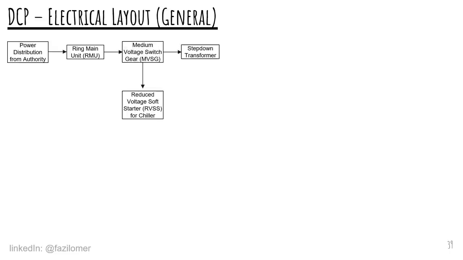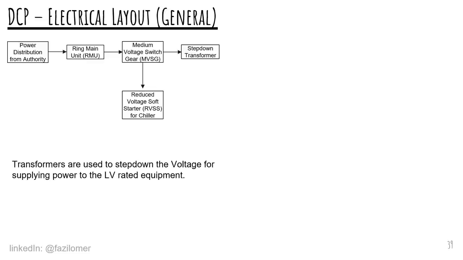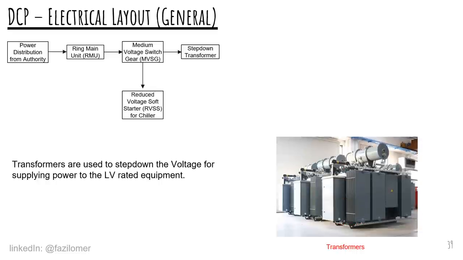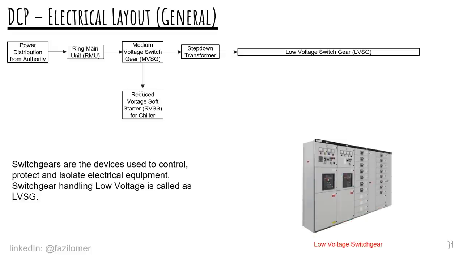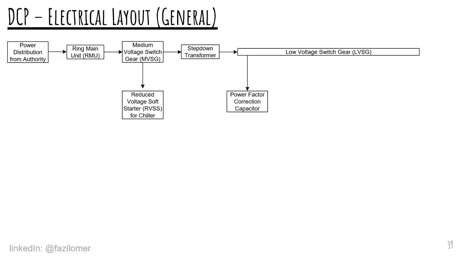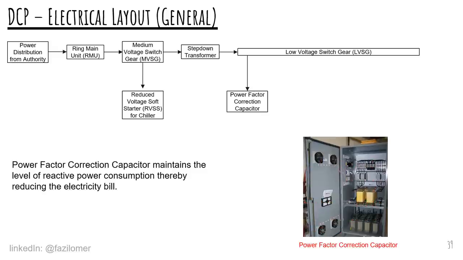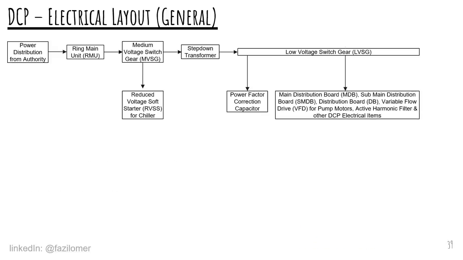This medium voltage power is then stepped down to low voltage through transformers. Low voltage power is then distributed to low voltage rated equipments through low voltage switch gears. Power factor correction capacitor maintains the level of reactive power consumption, thereby reducing the electricity bill. Variable flow drive is the device used to control the speed of pump motors.